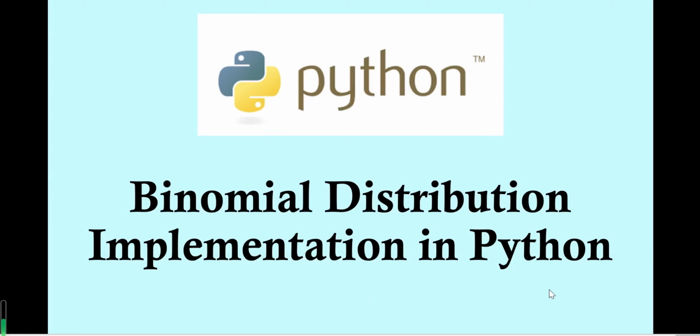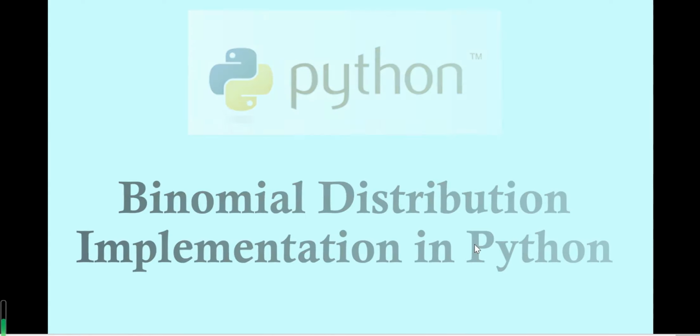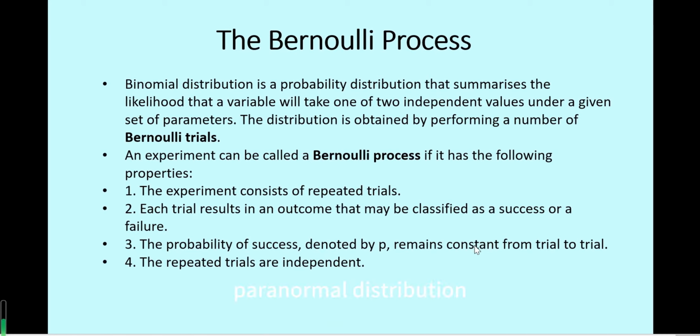In this video, we will introduce binomial distribution and show how to draw binomial random numbers in Python. Binomial distribution is a probability distribution that summarizes the likelihood that a variable will take one of two independent values in a given set of parameters. And the distribution is obtained by performing a number of so-called Bernoulli trials.